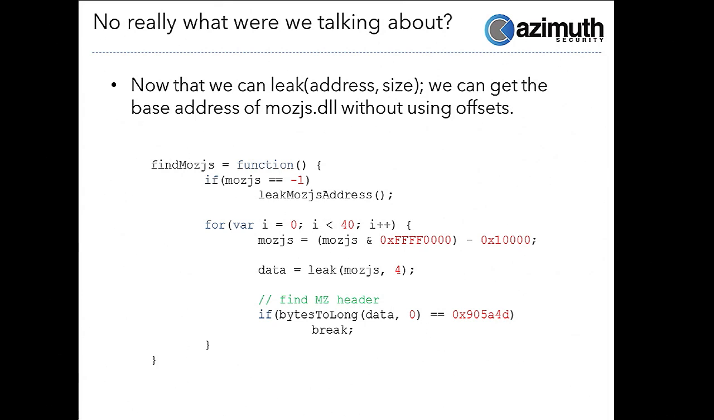And so leak size. And now we can get the base address, which is what we were talking about before. I leaked that very first slot, which we could have just subtracted an offset for, but we didn't. And I walk back 64K every time until I find the MZ header at the head of the PE. And that's when I know I've found the base.